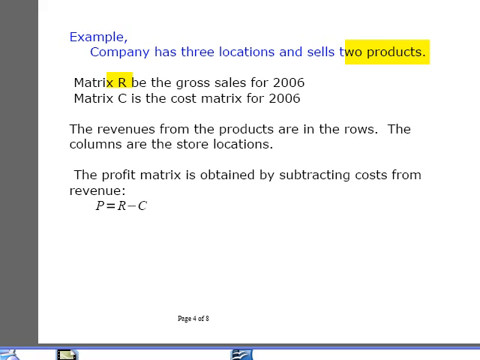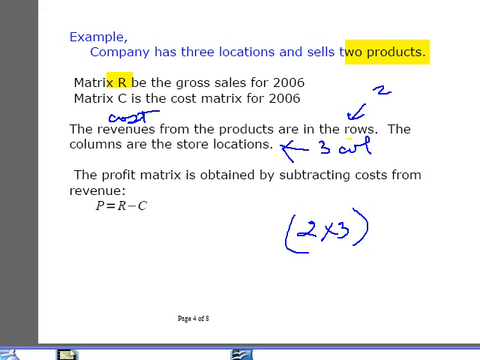I'm going to put the products in the rows, and the columns are going to be the store locations. So the revenue and the cost are going to go in the rows by product, and the columns are going to be the store location. There are 2 products, so there's going to be 2 rows. There are 3 locations, so there'll be 3 columns. So these will be 2 by 3 matrices. All right. The profit matrix would be obtained by subtracting the costs from the revenue.